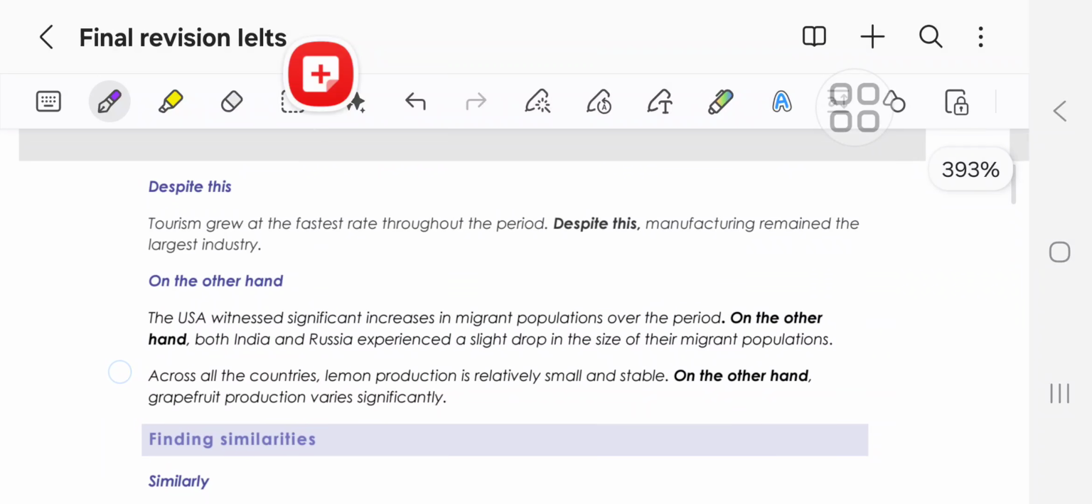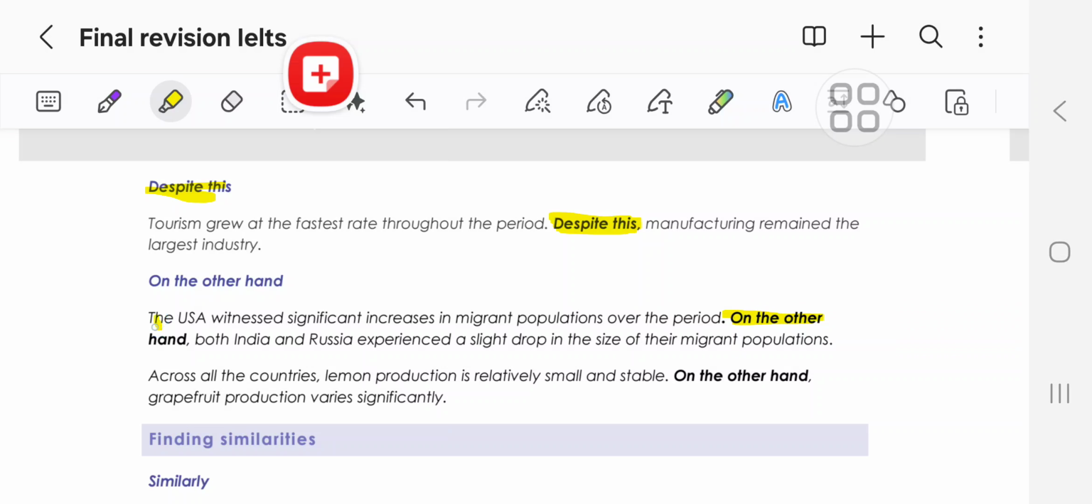Okay, so how to use the word "despite"? Just talk about despite. For example: Tourism grew at the fastest rate throughout the period. Full stop. Despite this, comma, or something like "however", manufacturing remained the largest industry. Okay, remember that. And on the other hand, the USA witnessed a significant increase in the migrant population over the period. Again, there's a comma.